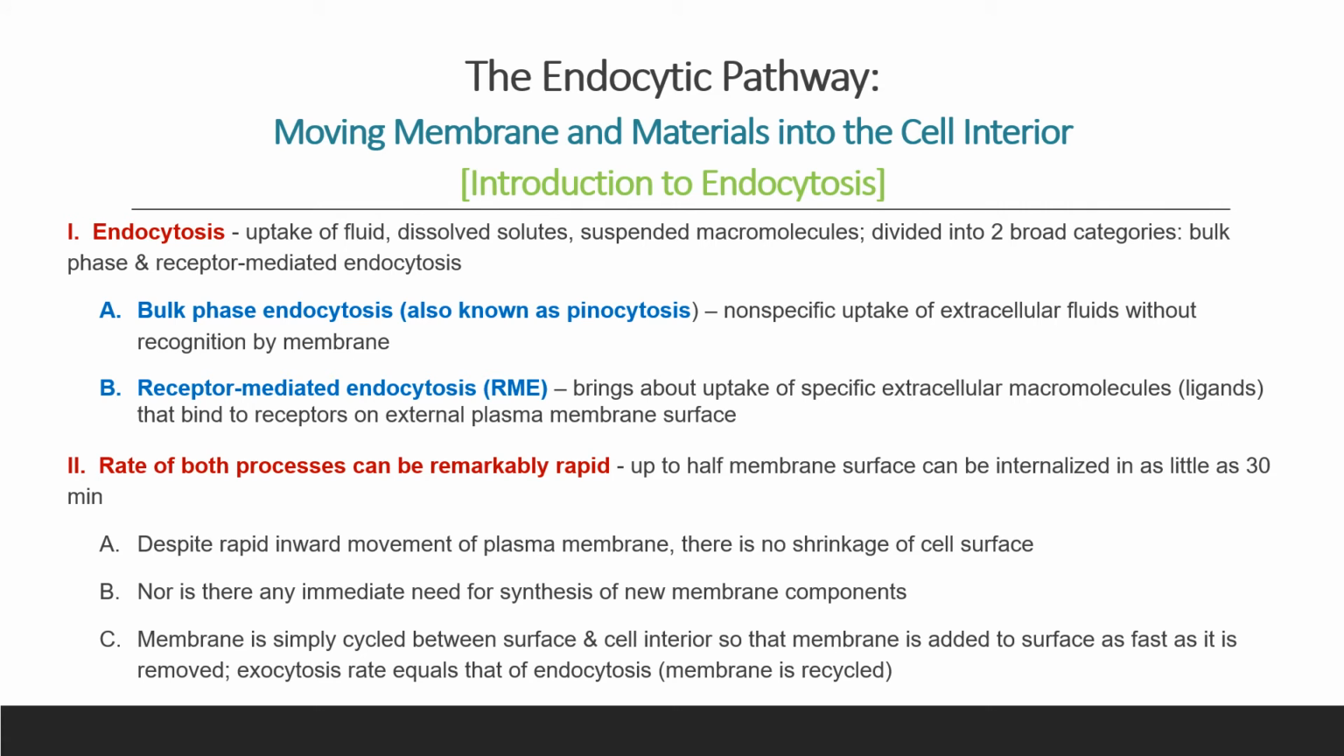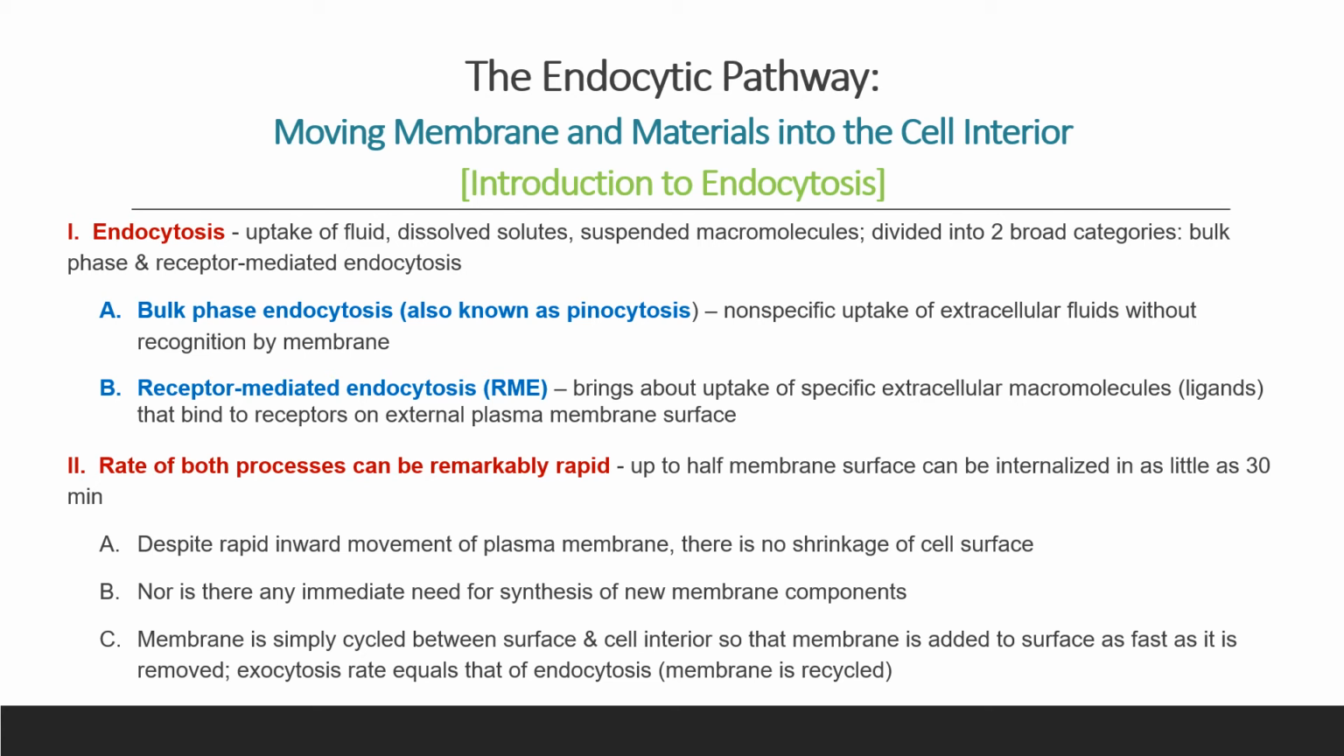So endocytosis is the uptake of fluid, dissolved solutes, and suspended macromolecules, and is divided into two broad categories. The first one is the bulk phase, and the second is the receptor-mediated endocytosis. The bulk phase is also known as pinocytosis. It is a type of non-specific uptake of extracellular fluids without recognition by the membrane. And receptor-mediated endocytosis, or RME, brings about the uptake of specific extracellular macromolecules that bind to receptors on the external plasma membrane surface.